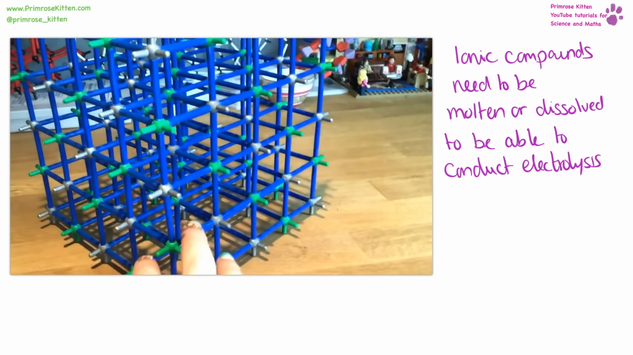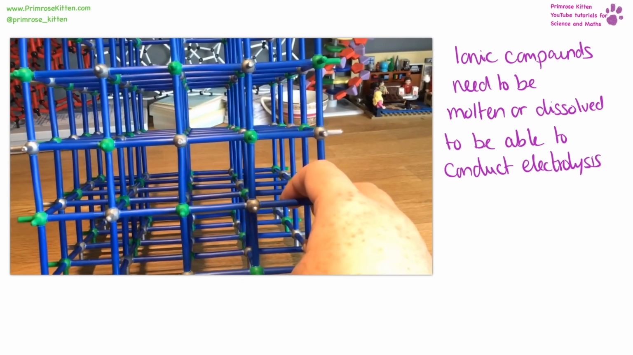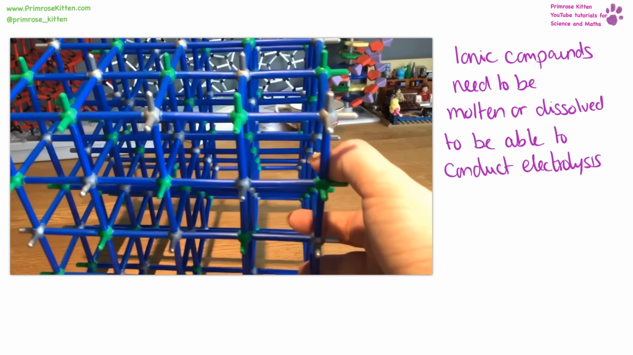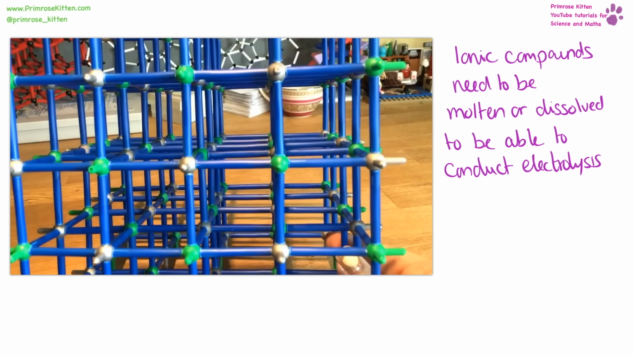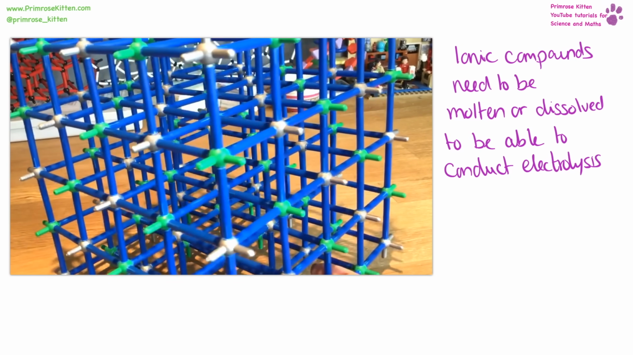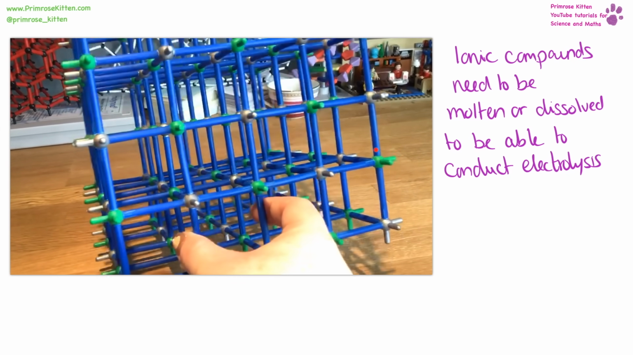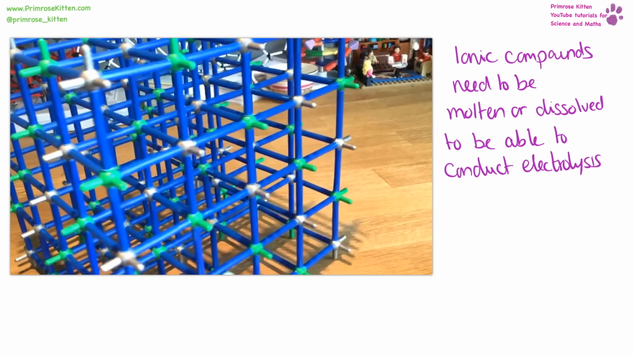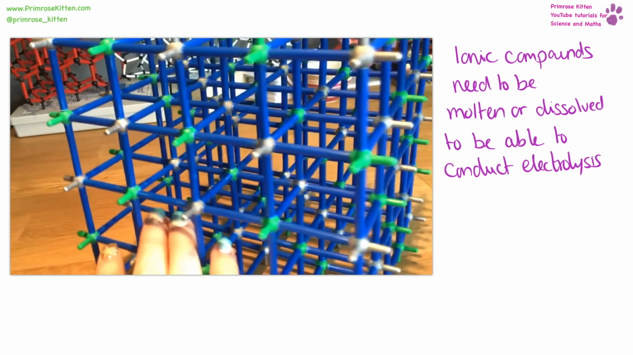Here we have sodium chloride. Now ionic compounds have to be molten or dissolved to be able to conduct electricity, because when it's in its solid state you can see that this sodium and these chlorines are not going anywhere. They're very, very fixed. However, in a liquid or a molten or a dissolved state, when these ions are free to move around, that is when they're going to be conducting electricity, and that's when you can do electrolysis.